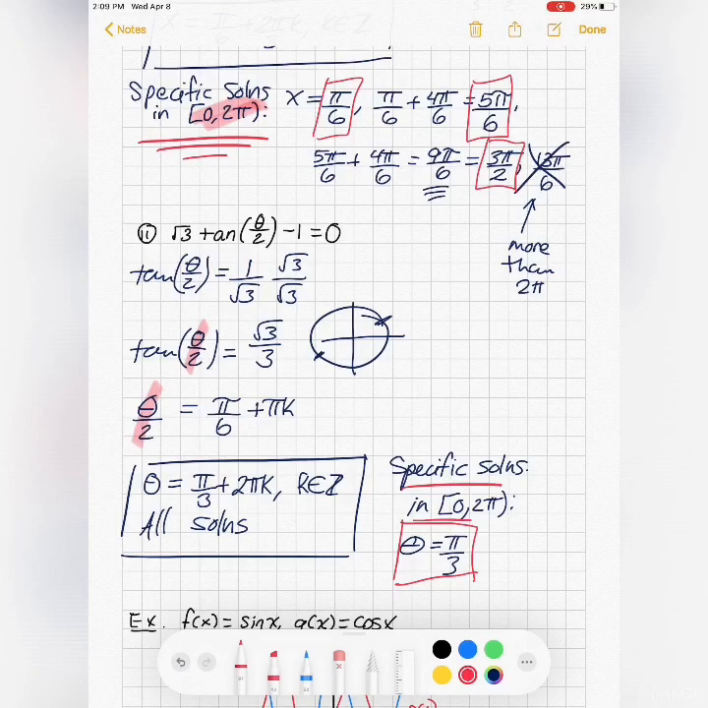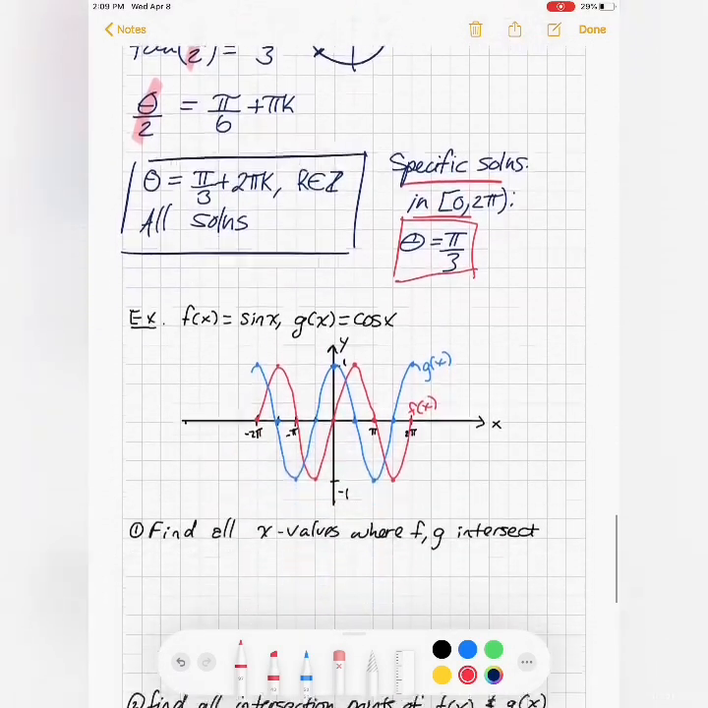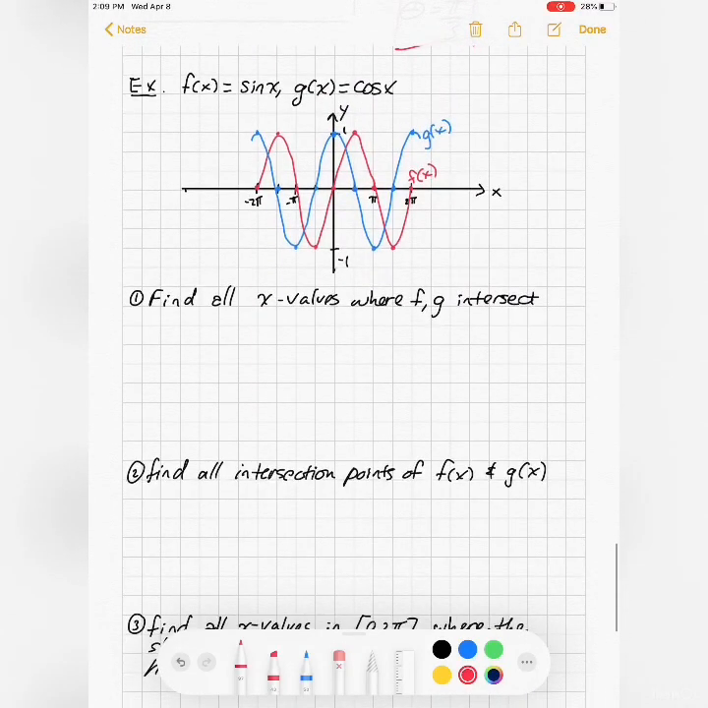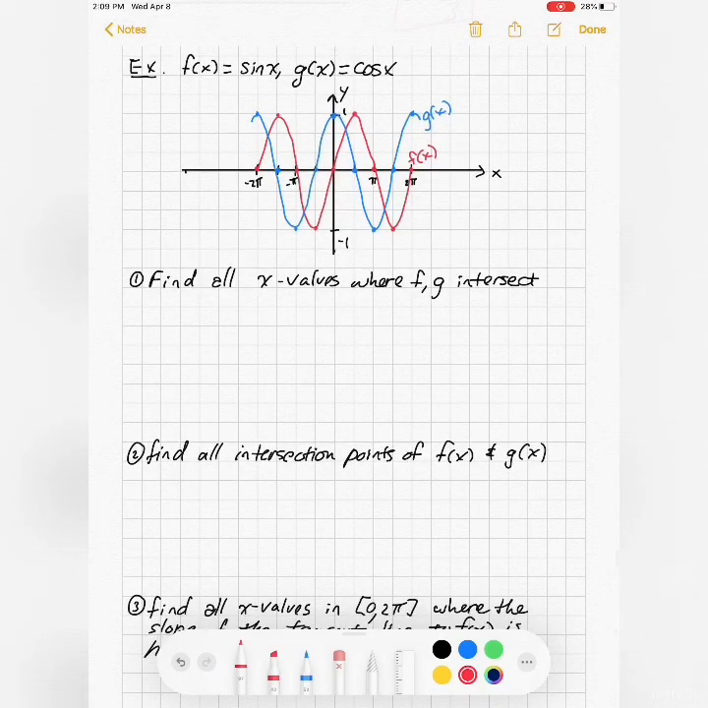Yeah. Time to find the, I think this is the last one. This problem's a little different. This is kind of like an application problem.